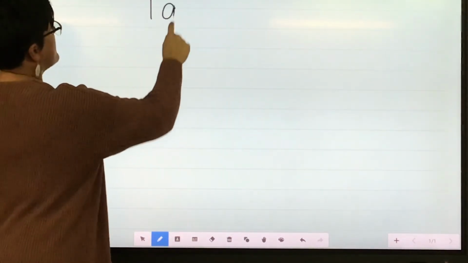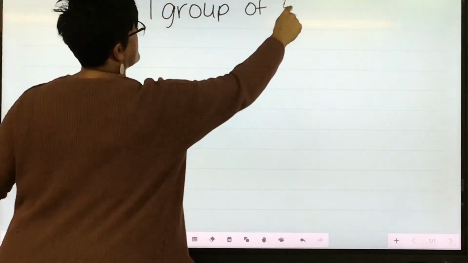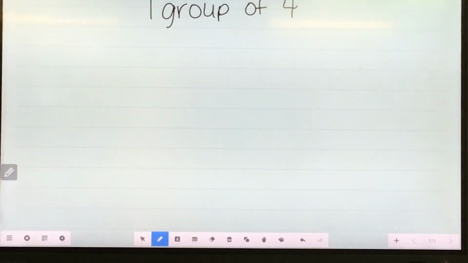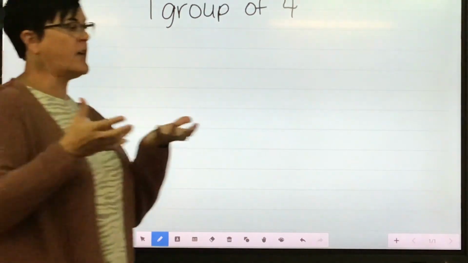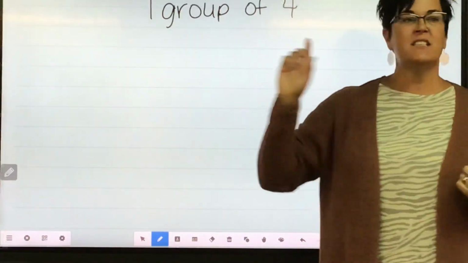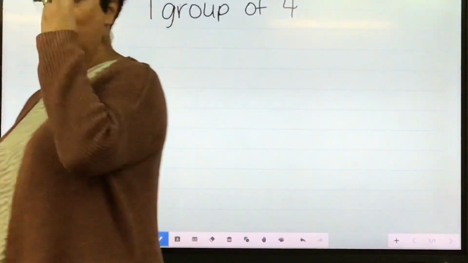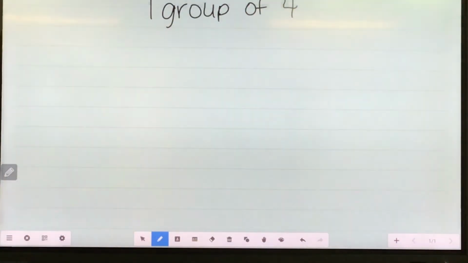1 group of 4. Show me that using your tiles or drawing it at home. Then write the repeated addition and the multiplication equation. So you're doing 3 things on your own right now. Show that using your tiles first, then the repeated addition, last the multiplication equation. This will be our last one for today.